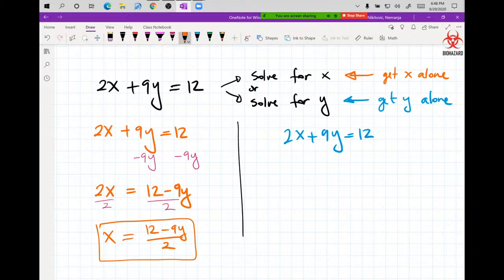This is usually where people start checking out from mathematics. They say, what do you mean my answer is an equation and I don't get a number?